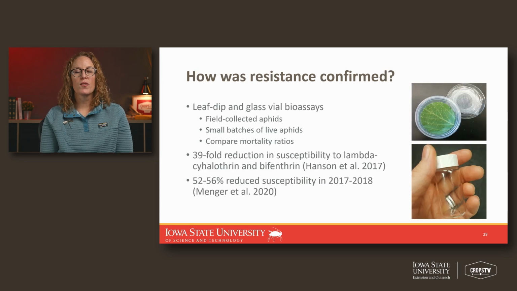And so you can either do that through a leaf dip, in which you cut a disc out of a leaf and treat that leaf, or you can use a glass vial bioassay in which you coat the glass with different concentrations of an insecticide. But both ways, you are taking individuals from those problem fields and you're screening them on small batches.